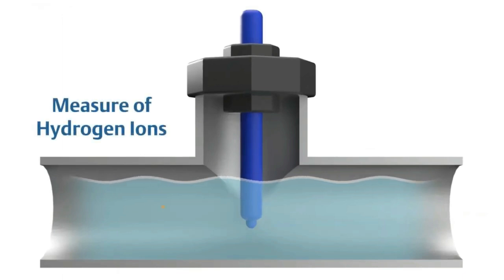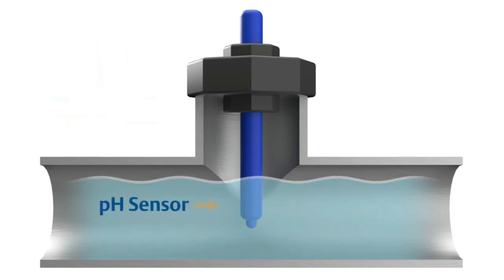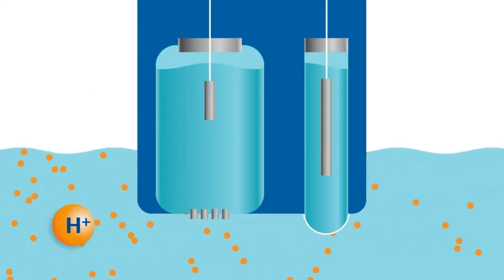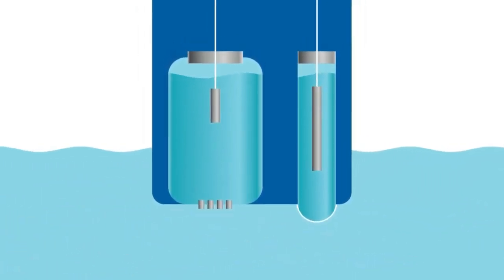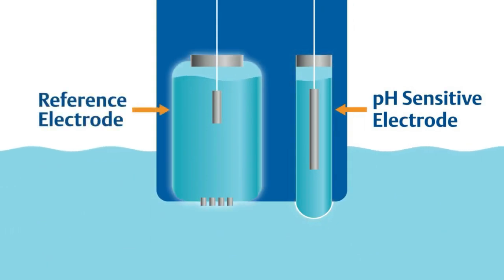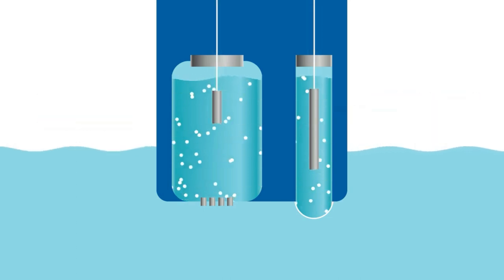pH is a measure of the concentration of hydrogen ions in a fluid. The most common method for online pH measurement is potentiometric glass pH sensors. These sensors work by producing an electrical voltage that is proportional to the hydrogen ion concentration in the fluid. pH sensors have two primary components, a pH-sensitive electrode and a reference electrode. Both electrodes consist of a metal wire suspended in a stable neutral electrolyte solution.